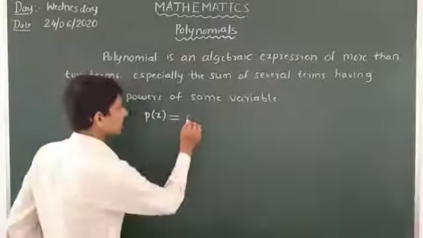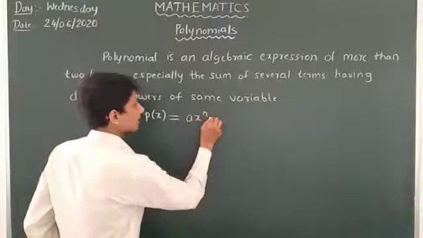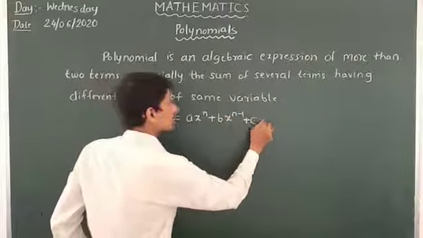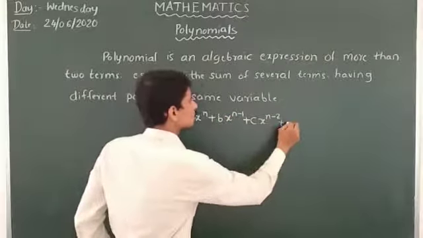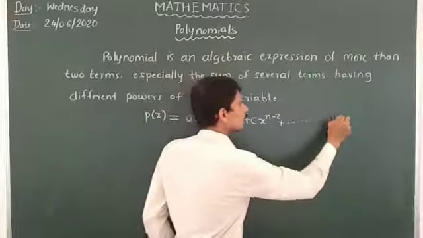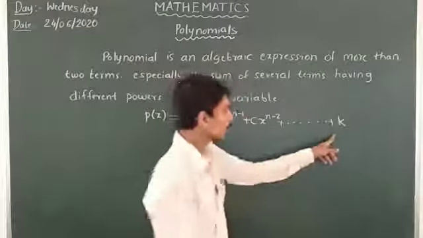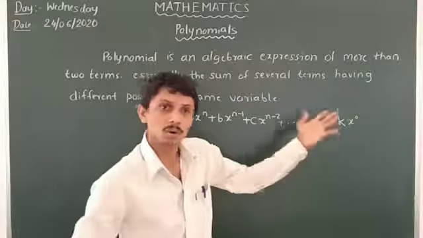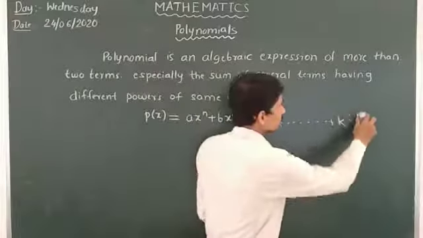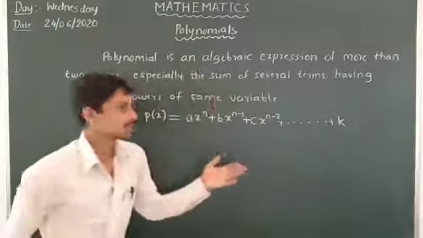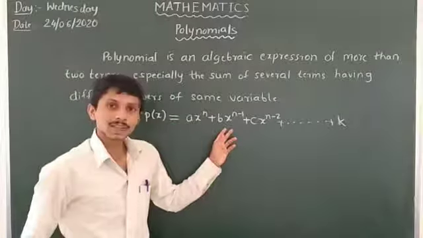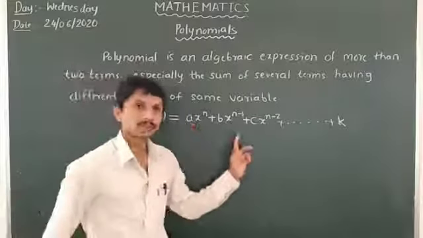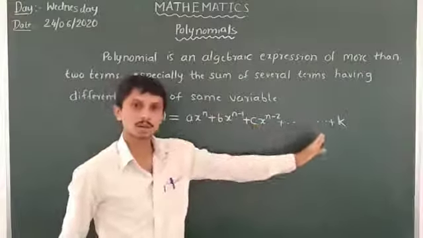That means we use ax raised to n plus bx raised to n minus 1 plus cx raised to n minus 2 plus so on, up to the constant term. The constant term means x raised to 0, and x raised to 0 is equal to 1. So p of x can be represented like this: p of x is equal to ax raised to n plus bx raised to n minus 1 plus cx raised to n minus 2, and so on.